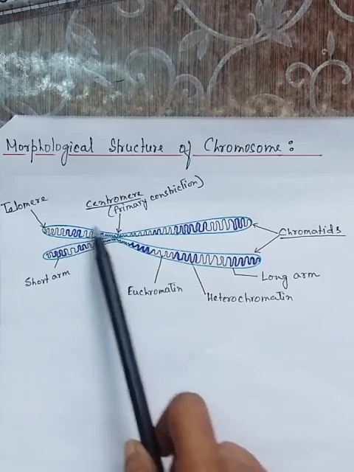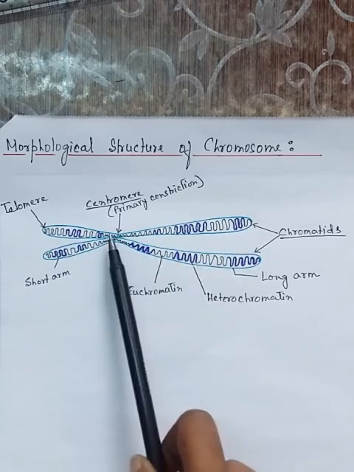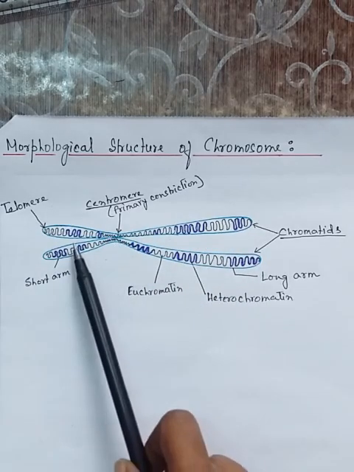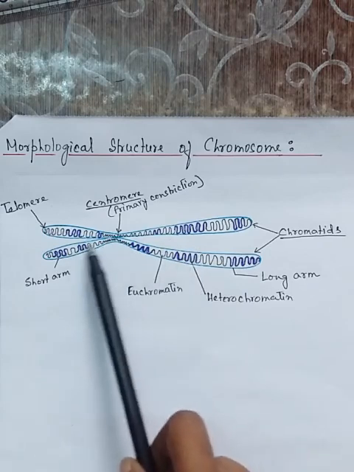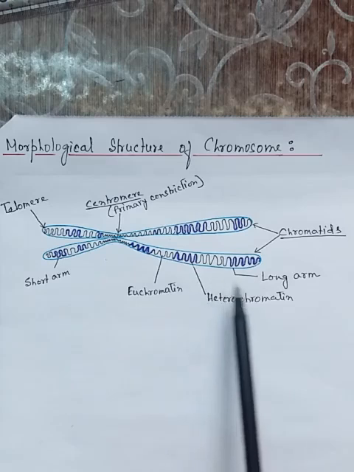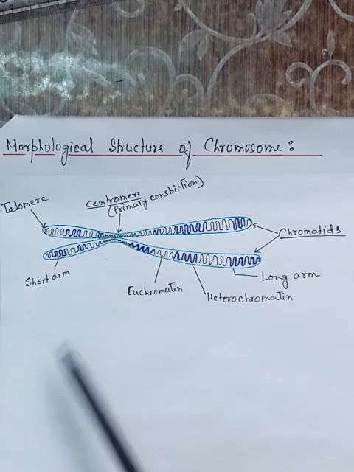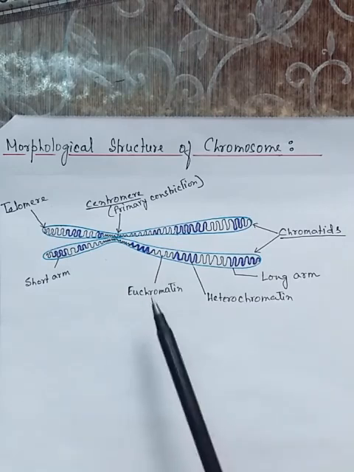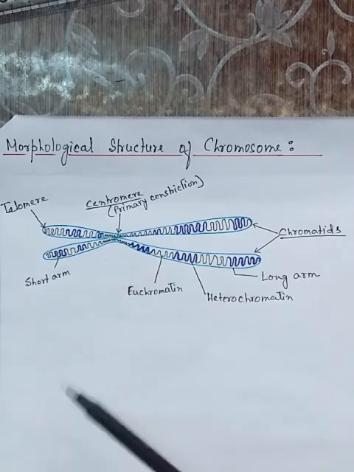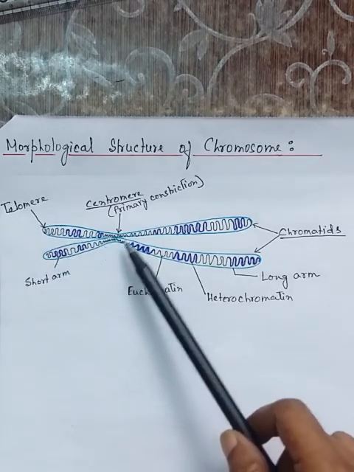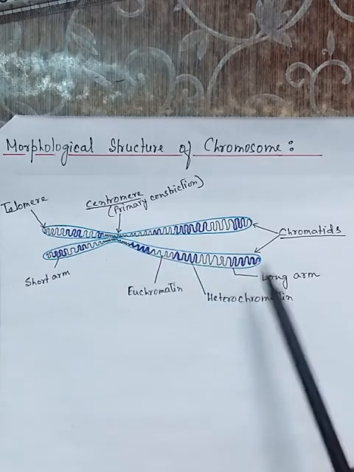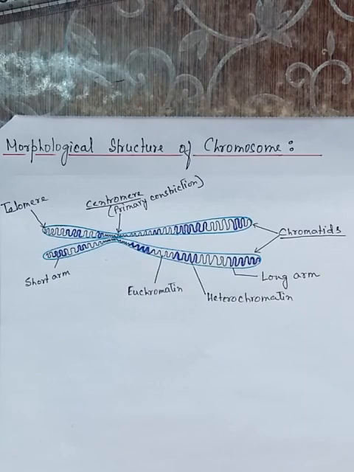And here you can see two uneven, or sometimes even, arms of the chromosome. This is the short arm and this is the long arm of the chromosome. You will learn the types of chromosomes later on. Within the chromosome, you can see thread-like structures. These are nothing but the DNA along with protein. The chemical structure of the chromosome you will learn in the next class.